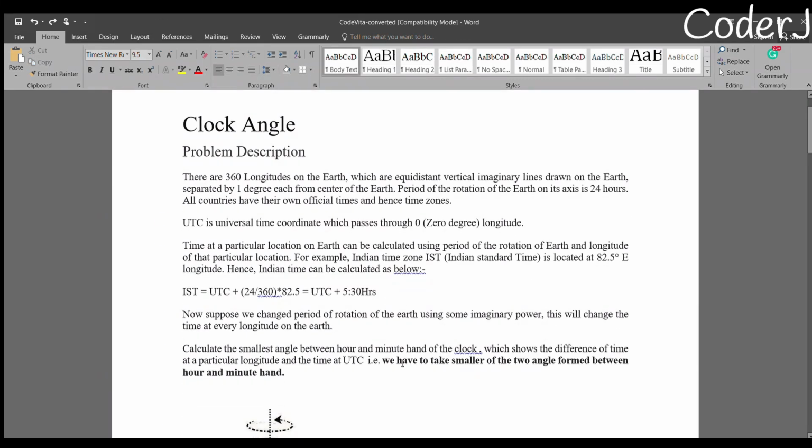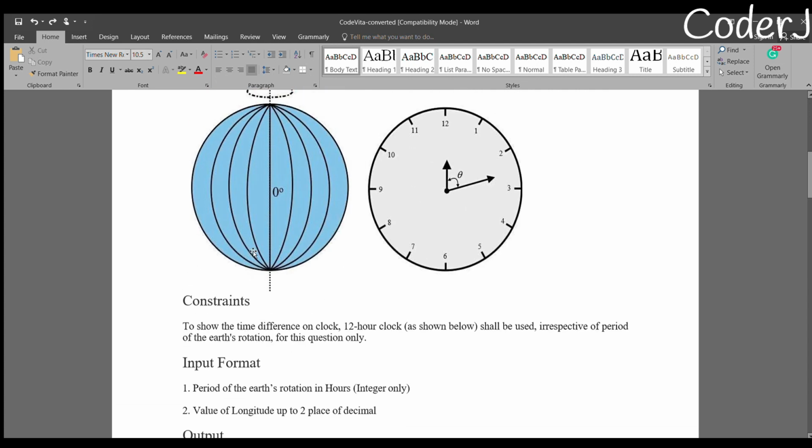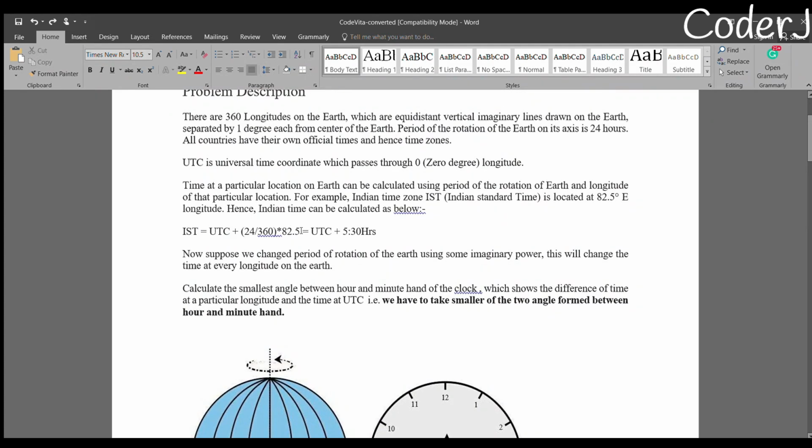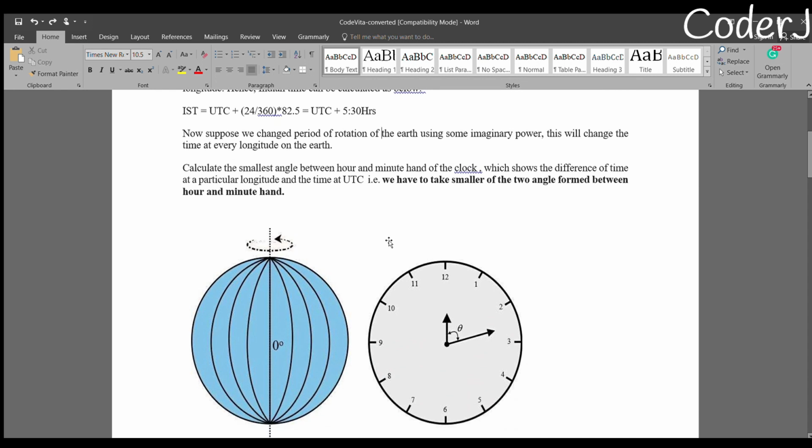So we have only two lines here worth reading, and the first is this: IST equals UTC plus 24 over the period of Earth rotation in hours, and this 82.5 means the longitude. So 82.5 is the longitude of India, and with the help of this formula we have generated the IST, the Indian Standard Time. It's plus 5:30 hours with the UTC, which means Universal Time Coordinated.